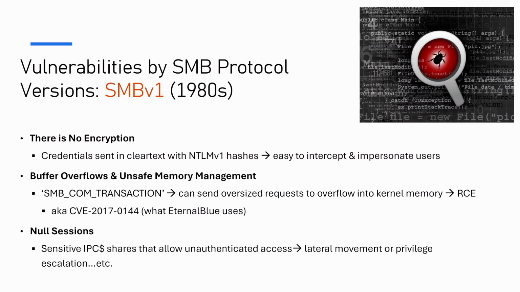SMB version 1 also has buffer overflows, so static memory allocation, like the SMB com transaction function, allows exploits to send oversized requests to overflow into kernel memory, leading to remote code execution. This is what Eternal Blue abuses. Then there is null sessions, so sensitive IPC shares would have no authentication during the discovery phase, for example, which is like walking into a bank with no ID.